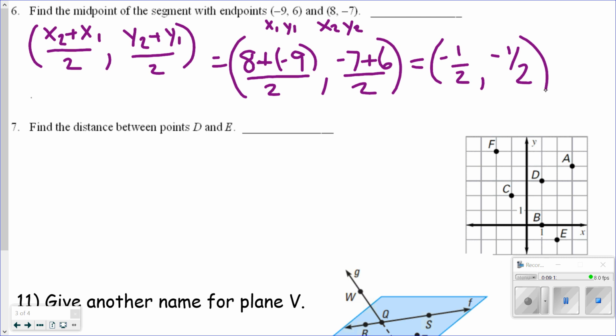Number 7, find the distance between points D and E. There are a couple ways we could do this. We could use the distance formula, or I can use the Pythagorean theorem. The Pythagorean theorem is actually what I'm going to use here, but before I can use it, I need to draw out a triangle. So to get from D to E, I'm going to draw a very bad line, but just a line from D to E. So now I need to make a right triangle. And that's good enough, okay?